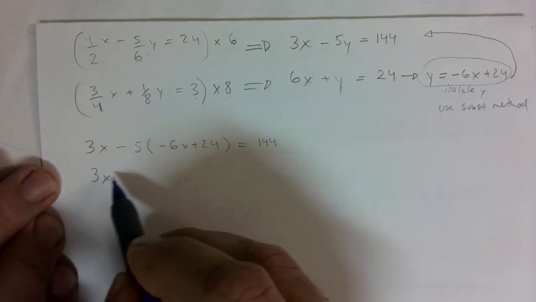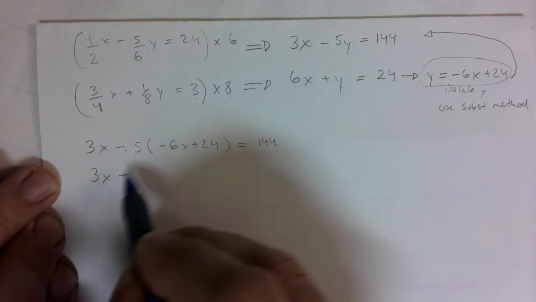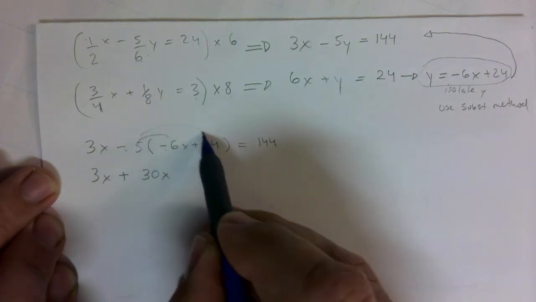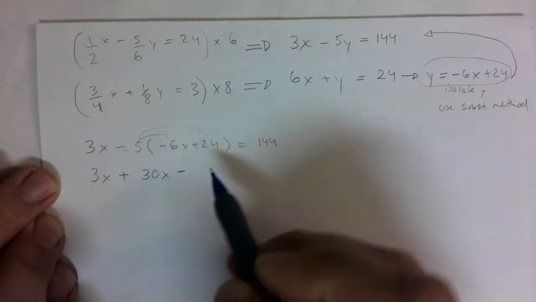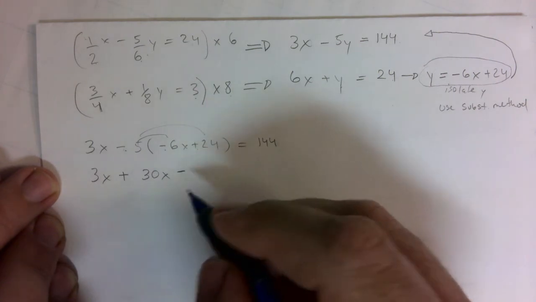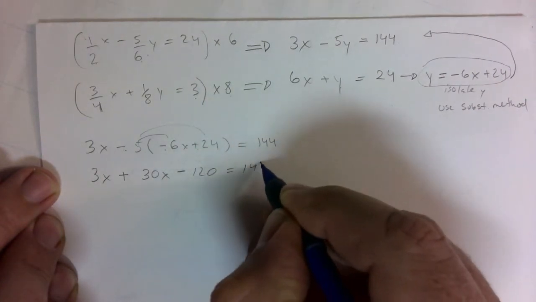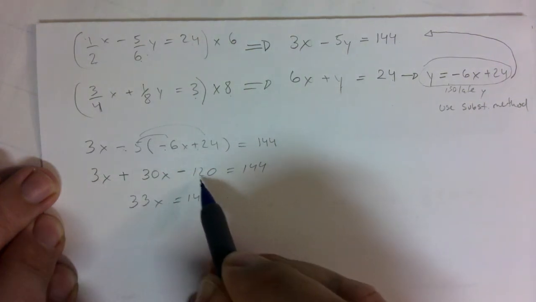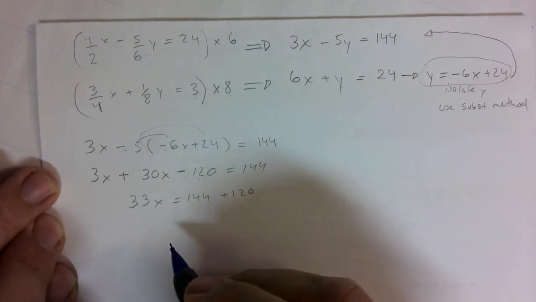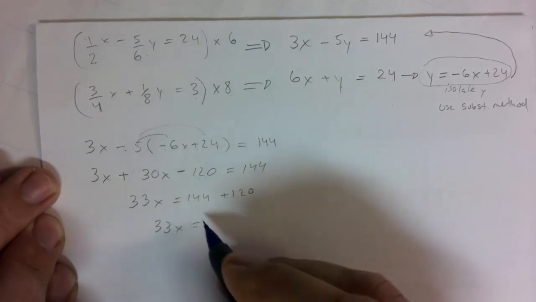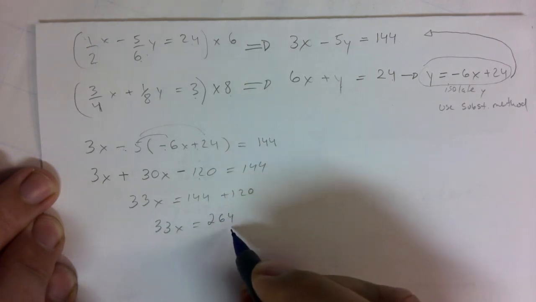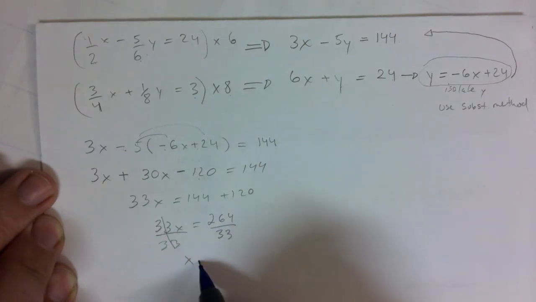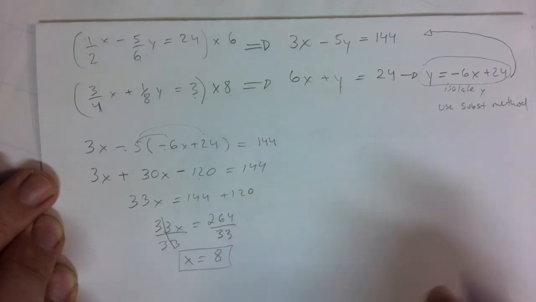And then we have 3x minus, negative and negative is positive, right? So it's 30x. And then you also have to distribute. That would be negative and a positive is a negative. And that gives you 120 is equal to 144. Add up your x's. 144, the 120 comes over adding. You have 33x is equal to 264 over 33, because you divide both sides by 33, right? And x happens to be a nice round number, which is 8.